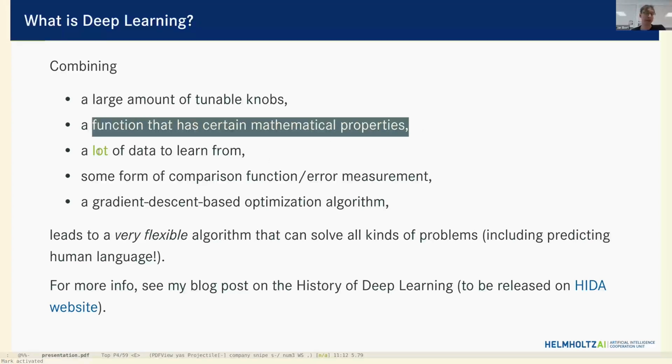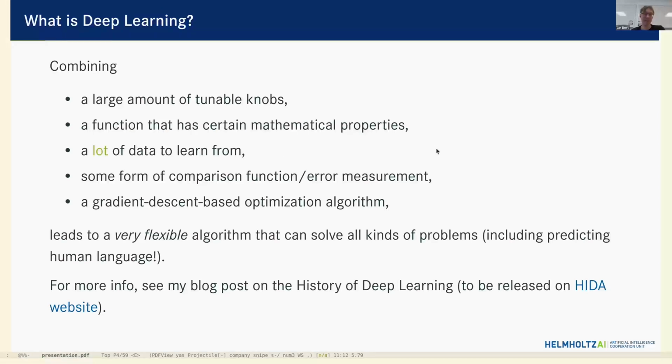We need a lot of data. These language models train on incredible amounts of language data. Previously, you would say that around 10,000 examples are enough, but this number has really exploded in recent times. We need to be able to compare whether we actually did something correctly or incorrectly. And then we need an optimization algorithm. Here I wrote it's a gradient descent-based optimization algorithm. Let's not worry what this means, but this is another cornerstone of the foundation of large language model training.